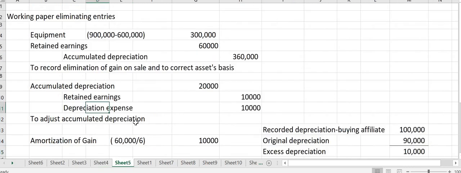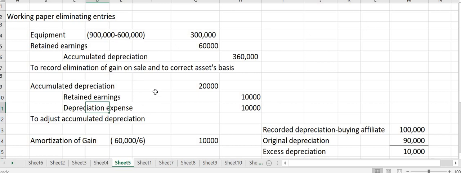Okay, so what are the working paper eliminating entries for 2021? So first, to record elimination of gain on sale and to correct the asset basis. So it's actually the same entry as the first year. It's just that the gain on sale will be debited since na-close naman yung gain on sale on the first year of acquisition. So therefore, yung gain on sale, i-debit mo na siya to retained earnings. Kasi of course, di ba, the working paper eliminating entries don't affect the separate financial statements. Therefore, overstated pa din yung retained earnings, no, by the amount of gain. So therefore, we should debit the gain on sale na to retained earnings kasi na-close naman yung gain on sale sa retained earnings, di ba? So, yun siya. Debit equipment for 300,000, retained earnings for 60,000, and accumulated depreciation for 360,000.